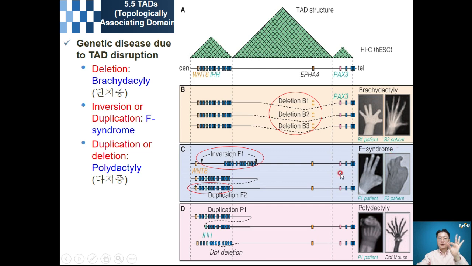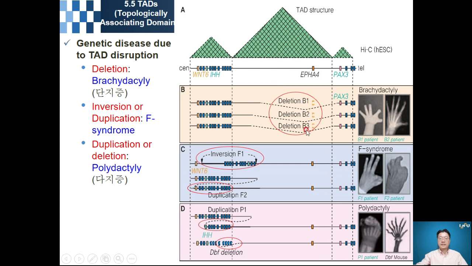Another case is when part of this region is duplicated, or some region in this region is deleted. In this case, it induces a genetic disease which has multiple fingers like this. This kind of genetic disease is due to TAD disruption.